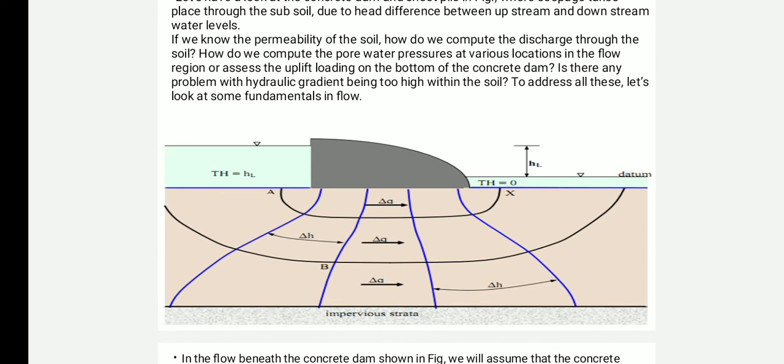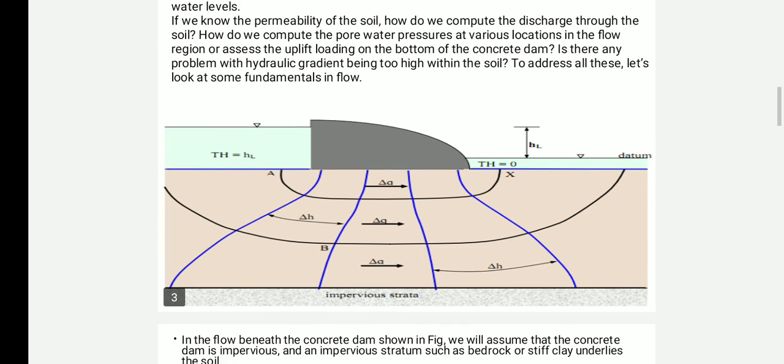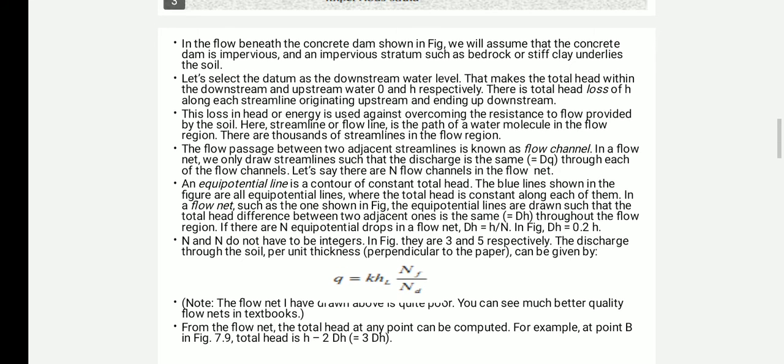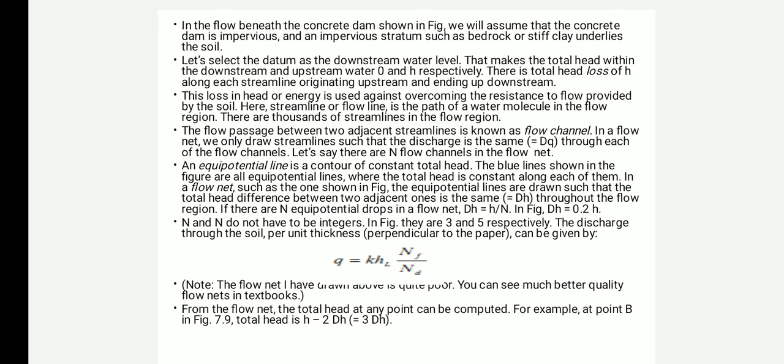This is a flow net diagram for the impervious strata of soil. Here it is showing the high level at the upstream side and the datum line at the downstream side. So from this, in the flow beneath the concrete dam shown in the figure, we assume that the concrete dam is impervious and an impervious stratum such as bedrock or stiff clay underlies the soil. Let's select the datum as the downstream water level. That makes the total head at the downstream and upstream water 0 and H respectively.